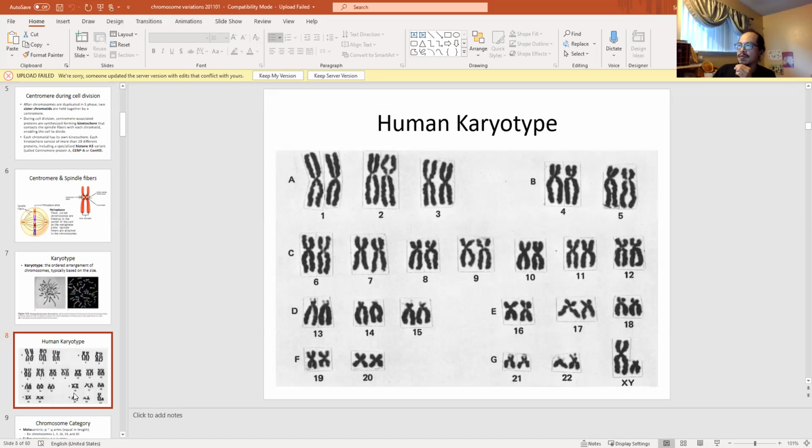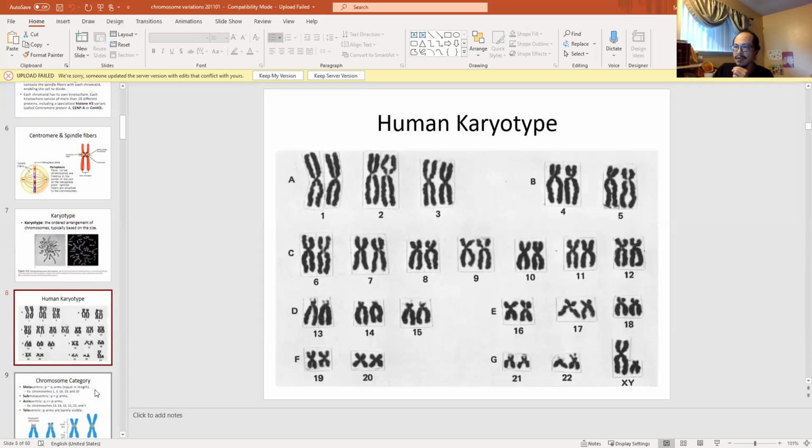So you can see chromosome 1, and we can sort them. How do we sort them? We sort them based on size. So from 1 to 22 is from the longer ones to the shortest ones. These are the autosomes. And then we have the sex chromosomes, XX and YY right here. So that's the karyotype.